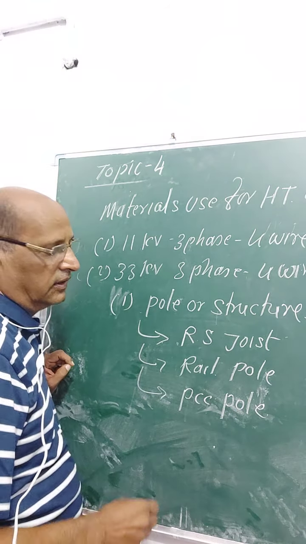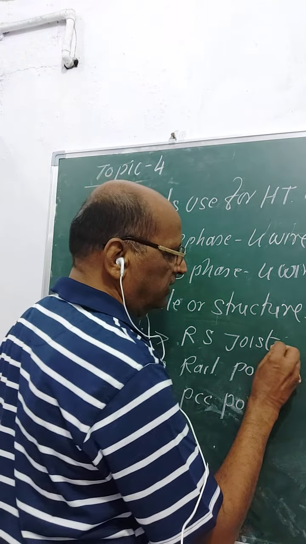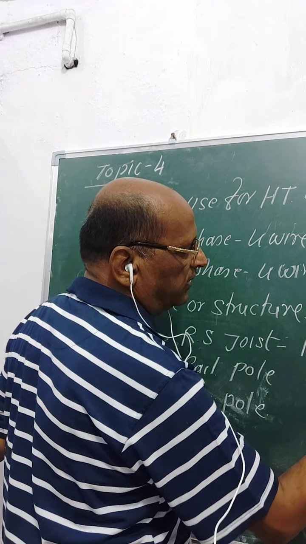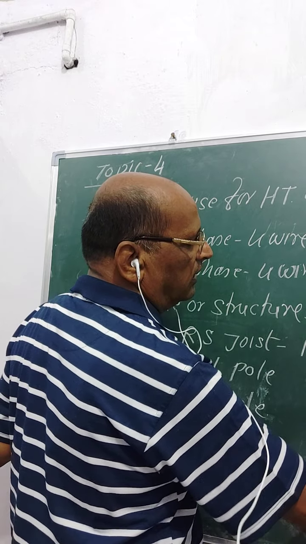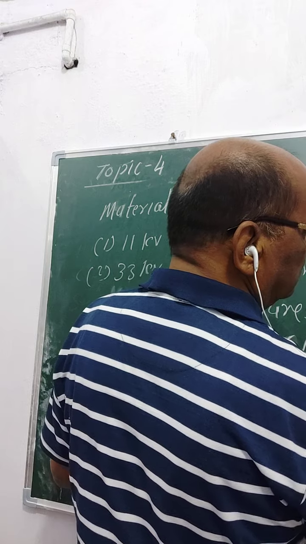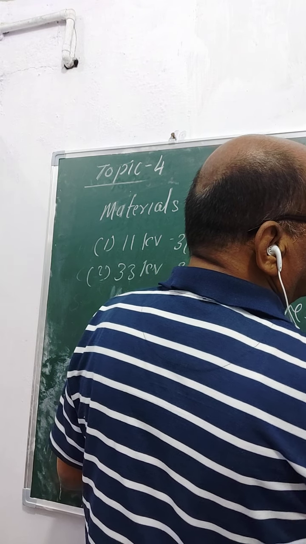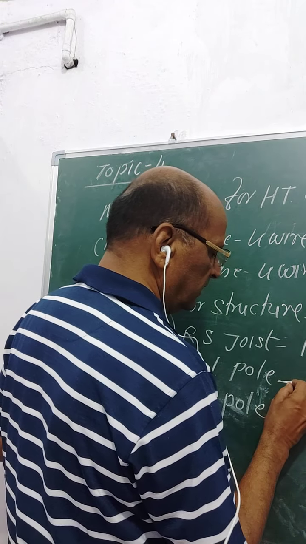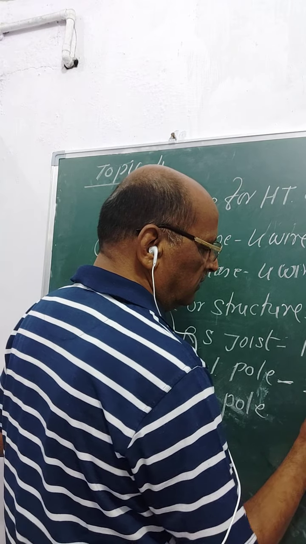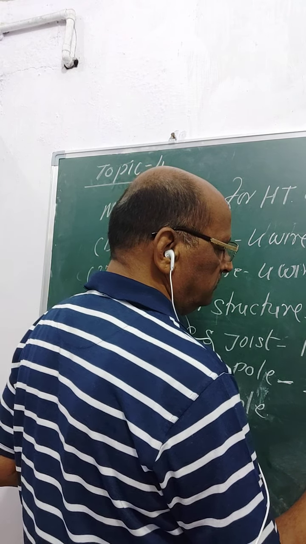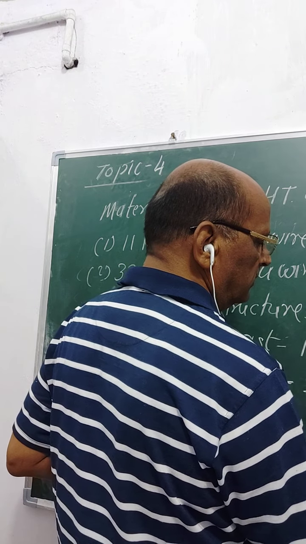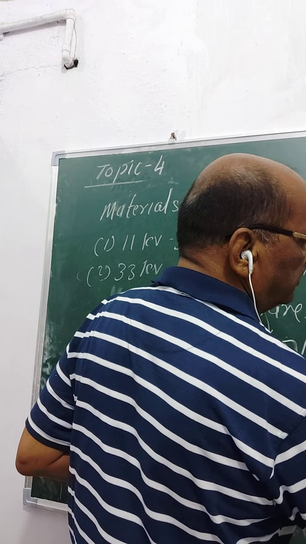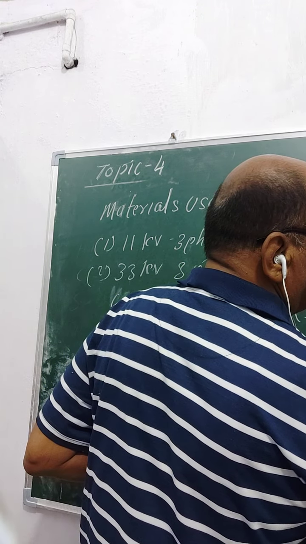PCC pole means pre-stressed cement concrete pole. RS joist has dimension 110 by 90 into 6.3 mm. It is 9 meter long or 11 meter long depending upon requirement. Similarly, rail pole is 90 by 60 into 60 into 6.3 mm. They are also 9 meter or 11 meter.